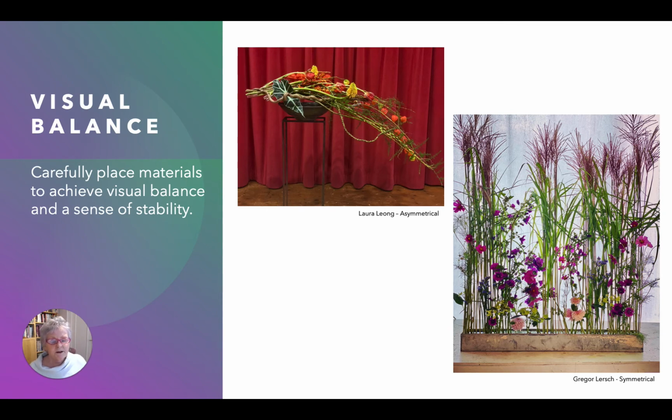There are generally two sorts of balance, asymmetrical and symmetrical. Laura's lovely asymmetrical design is a perfect balance. The alocasia gives a perfect balance to the length of the flower on the right. Gregor's work is a symmetrical design. If you put a line down the middle of it, then both sides would mirror one another.